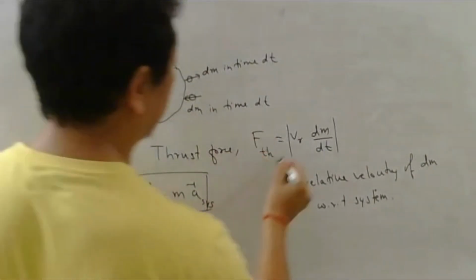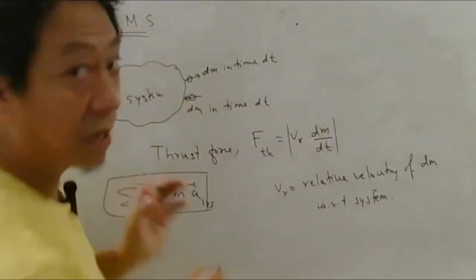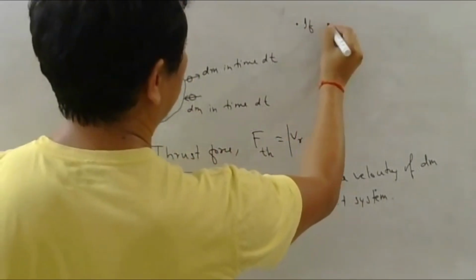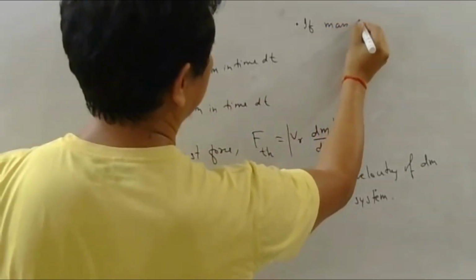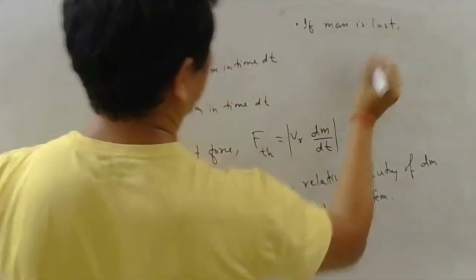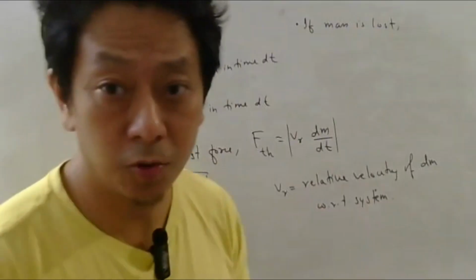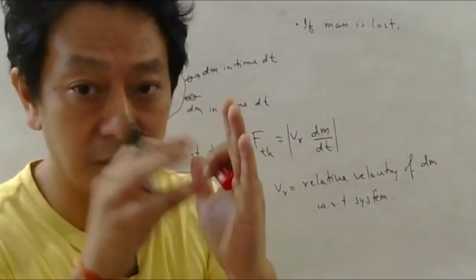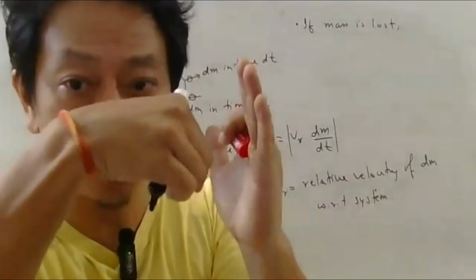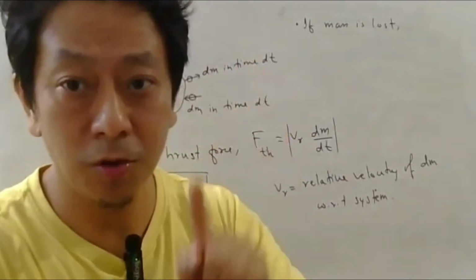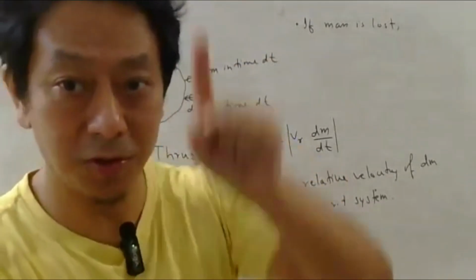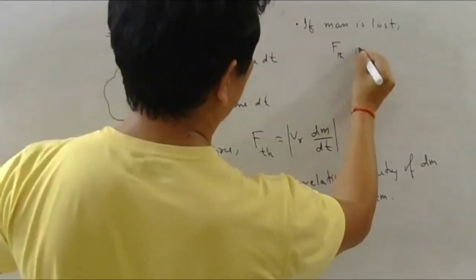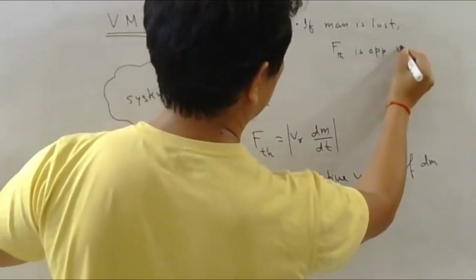Direction of thrust force, how to find? Very simple. Just try to remember the rocket. In a rocket you lose mass, right? So if mass is lost, then in the rocket where does the force act? From the frame of the rocket you will see gases going down, and you know the force on the rocket is up, the thrust force. So if mass is lost, thrust force is opposite to relative velocity.